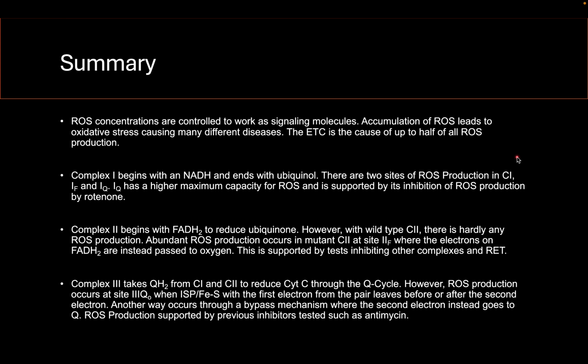Finally, complex 3, as we just recently discussed, takes the ubiquinol from complex 1 and 2 to reduce cytochrome C through the Q cycle. However, ROS production occurs at site 3Q when there's 3 different mistakes in the Q cycle. One being your iron sulfur protein electron leaves first or leaves too late, and then the third one being that a short circuit occurs in the electron in your cytochrome B low, where it goes back to the quinone instead of to the QO site or the QN site. ROS production here is supported by the previous inhibitors tested, such as antimycin.